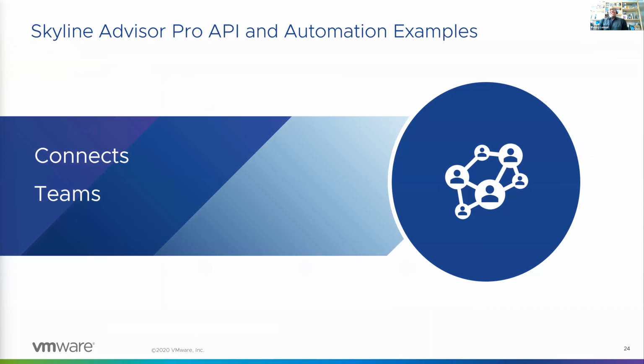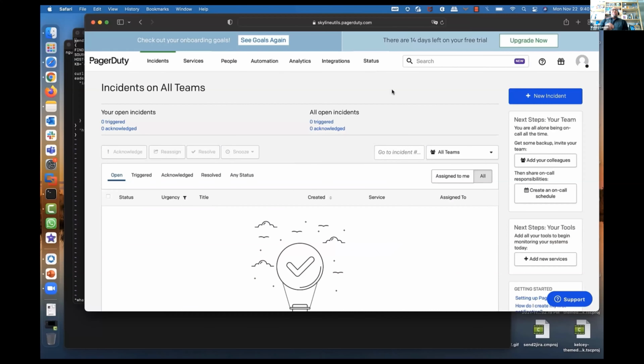And then last but not least, again, that Skyline Insights API can really connect teams and improve collaboration. So let's talk about that, especially around these ticketing systems.